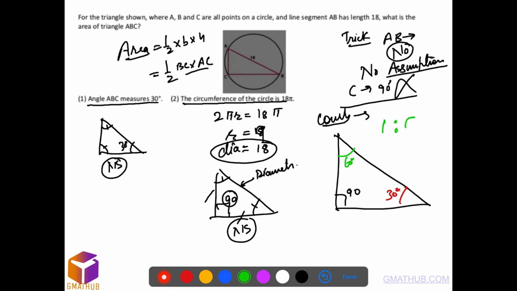Ratio of sides is 1 is to root 3 is to 2. So one side is known, which is 18. We can find the other two. This would be 9, this will be 9 root 3, but we don't need to find it. So we can find the area. C is sufficient.